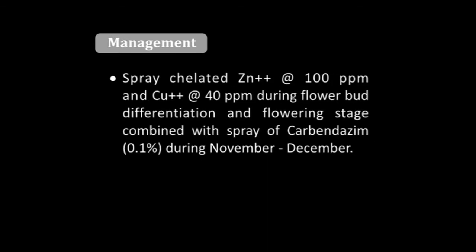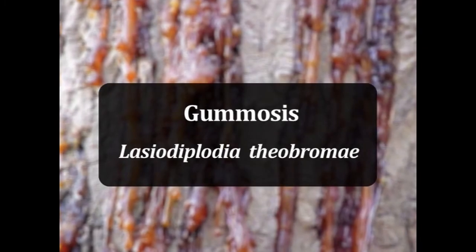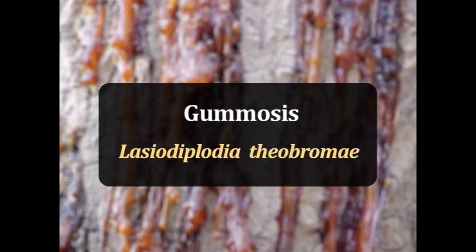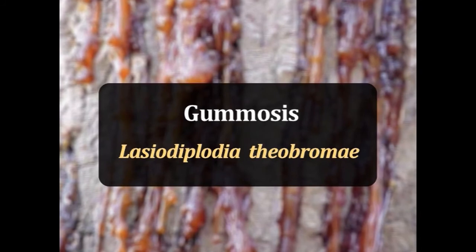Spray chelated zinc ion at the rate of 100 ppm or copper ion at the rate of 40 ppm during flower bud differentiation and flowering stage, combined with spray of carbendazim at the rate of 0.1% during November-December. Next disease is the gummosis. It is caused by Lasiodiplodia theobromae.